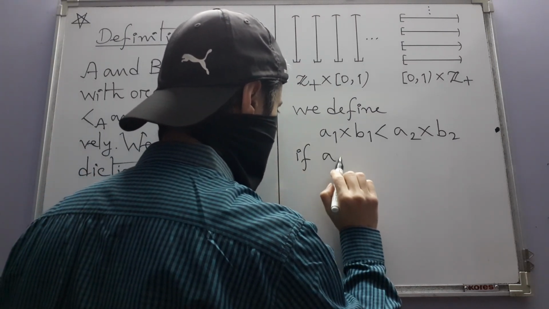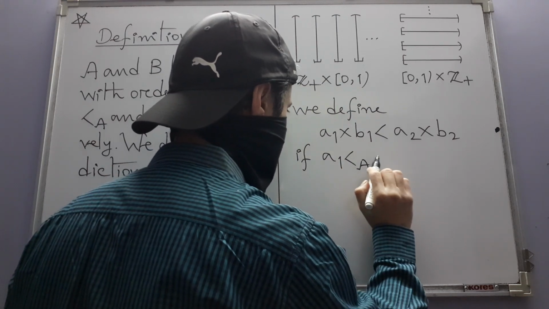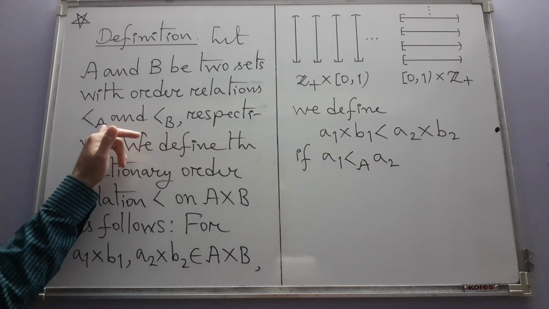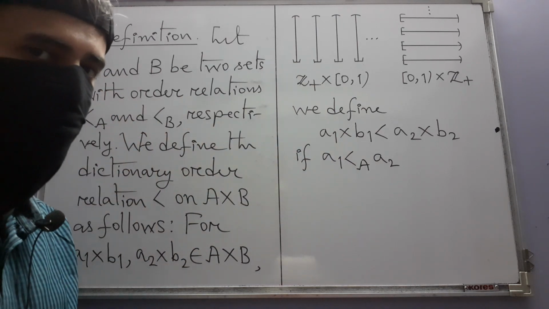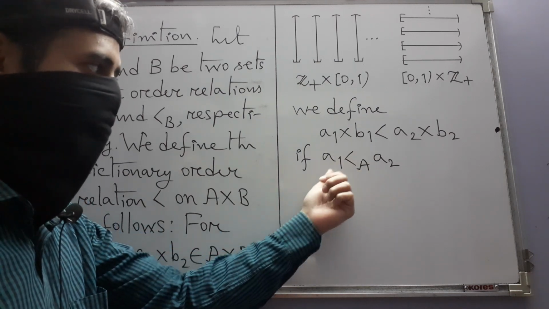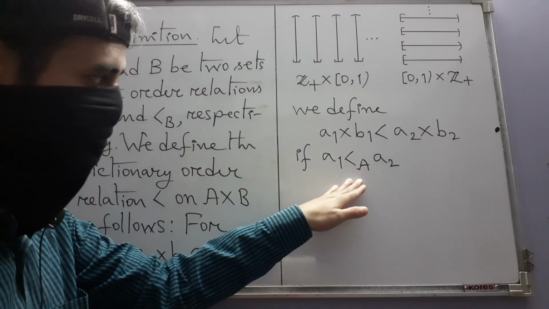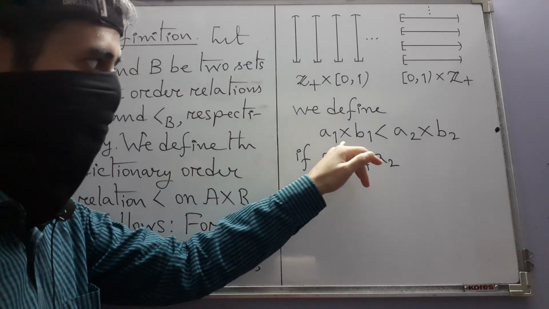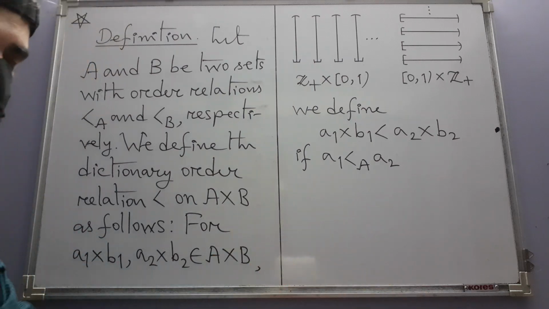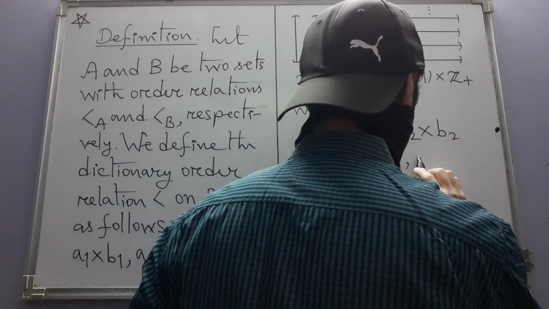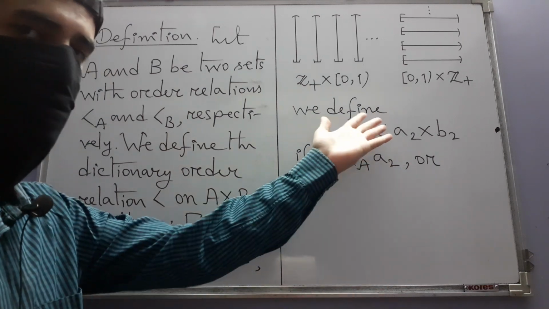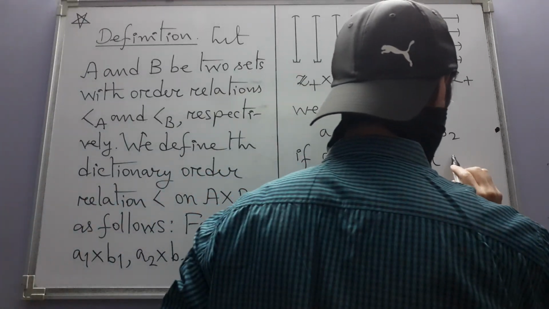either A1 is less than A2, and of course using the ordered relation that we have on A. That makes sense because you are going to use that to determine which one is less than which one. If this is the case, then we say that this is less than this in the new relation that we are defining. Or there is another condition.